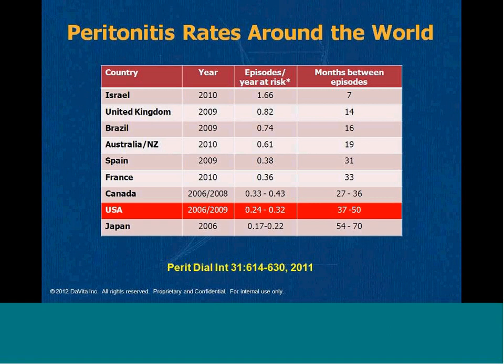In the United States, like in Canada, we are in between these two extremes, and we believe that here, the episodes per year at risk vary between 0.24 and 0.32, meaning that every 37 to 50 months, a patient is expected to have an episode of peritonitis. The reasons for these discrepancies are not understood, but they appear to have to do with the protocols that different programs implement in order to specifically prevent peritonitis. Also, the perception in some of these areas is really important. Needless to say, in Israel, they don't feel that way. In Japan, they believe that prevention is really critical to the success of PD.